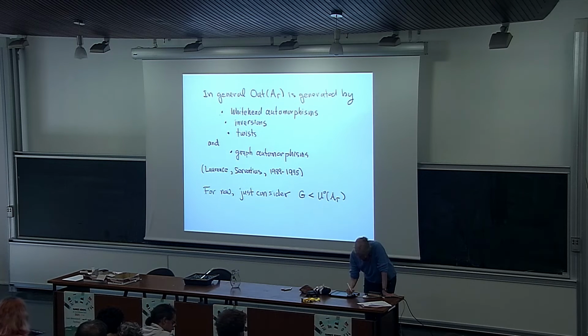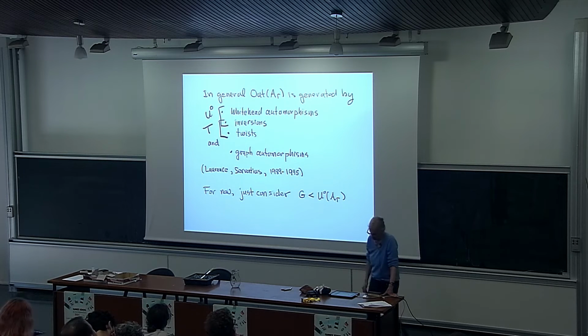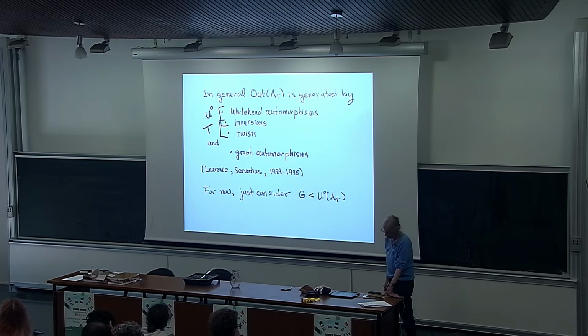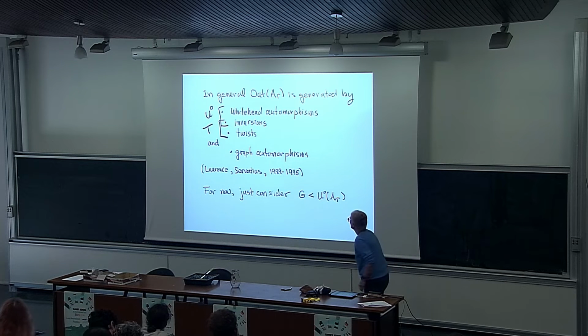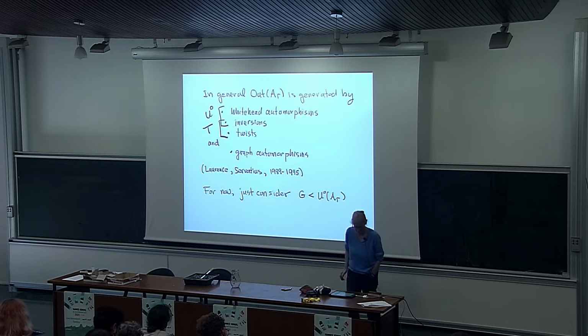So this is what I've called U0. This subgroup is called the twist subgroup, and the whole thing is Out(A_Gamma). And for the rest of this talk, well, we'll see how far I get, but probably I'll just think about subgroups of U0(A_Gamma).